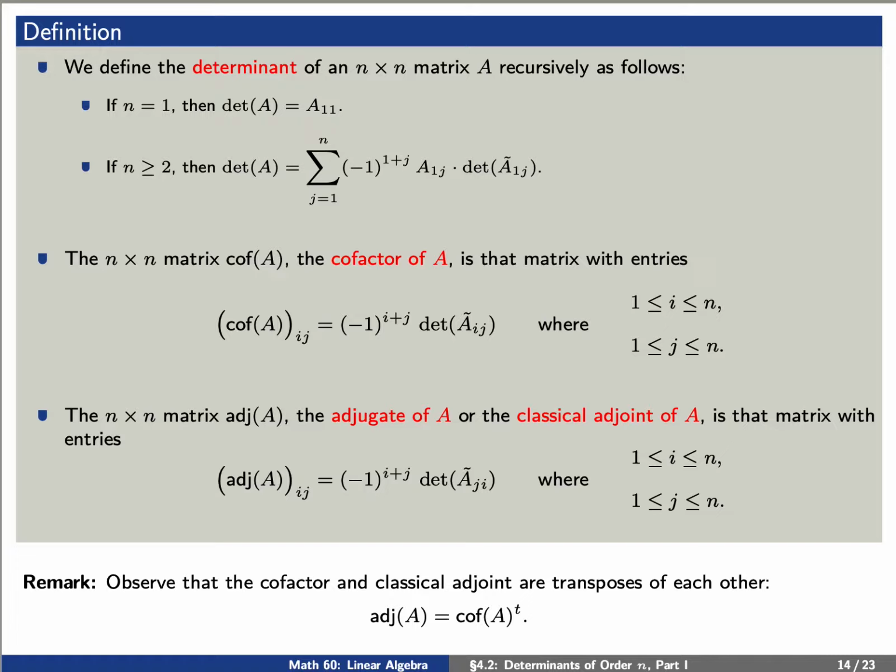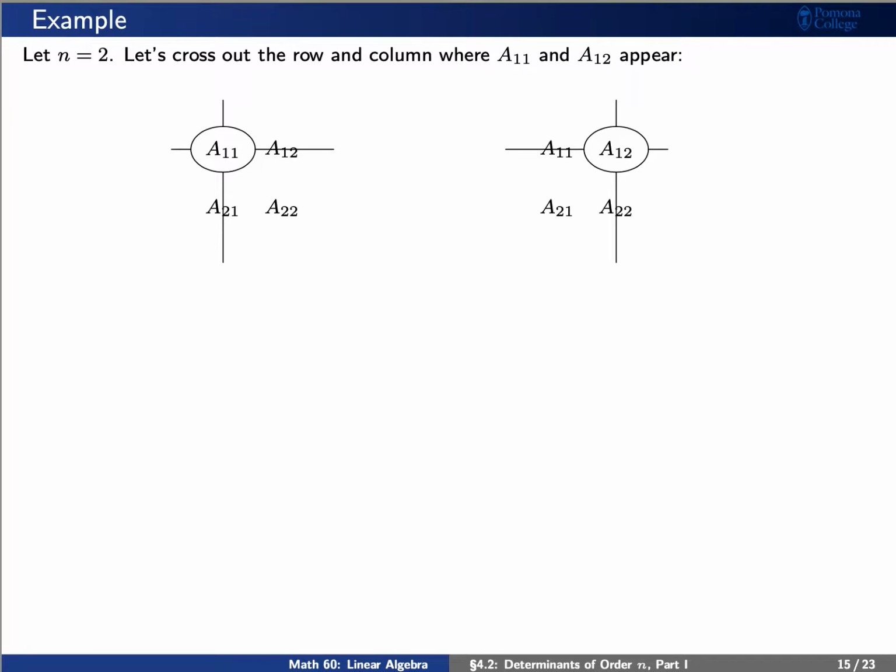These are some rather strange definitions, but we'll spend time in today's lesson as well as the next lesson trying to explain why we've made these definitions. For now, let's just review an example. Let's say n is equal to 2. Well, if we'd like to compute the determinant, we need to take a look at what happens along the first row. Let's cross out perhaps the first row in the first column, or the first row in the second column, in order to compute the determinant.